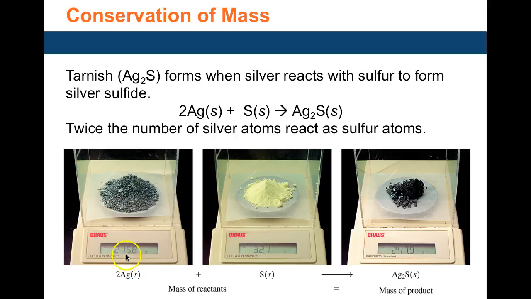All right. So here you see silver and sulfur reacting to form silver sulfide. So 2 moles of silver, that's 215.8. Sulfur is around 32. So together, if you add it up, it comes to 247.9. All right. So the mass of silver sulfide is going to be exactly the same, 247.9.